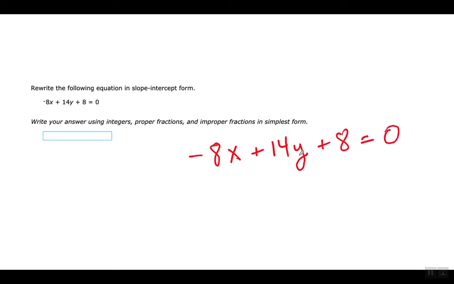Alright, I want to get y by itself, so let's move first the minus 8x to the right by adding it to both sides, as well as the plus 8 to the right by subtracting it to both sides. So now I have this.